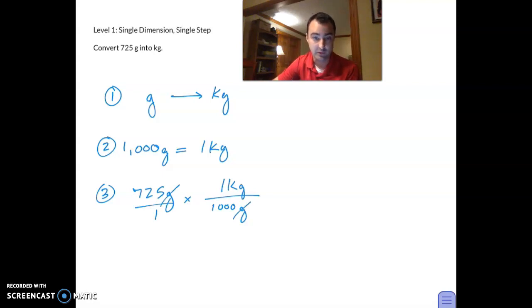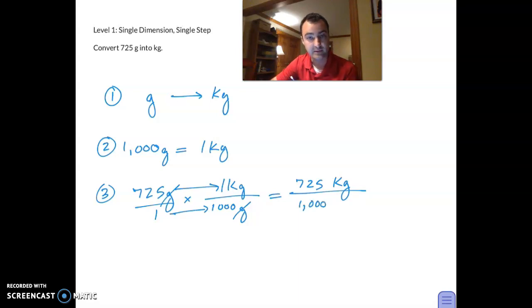So what we're doing is we're multiplying this fraction. When the grams cancel, now you multiply across the top. 725 times 1 is 725. And the only units that remain on the top are kilograms. And then you multiply across the bottom. So 1 times 1,000 is 1,000.